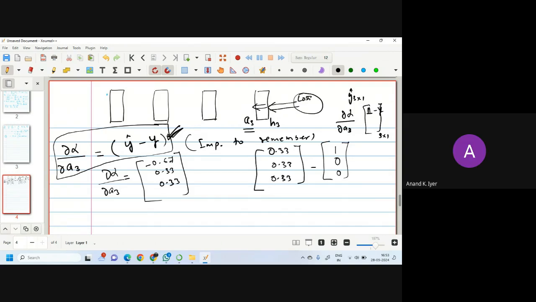In fact, if you listen to the lecture, the professor also mentions that we don't have to remember this derivative and all that. So this is the important part: in the last layer, the loss which we are getting is this. Now we are interested in this part.